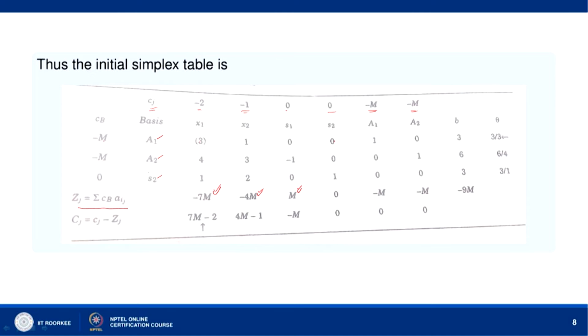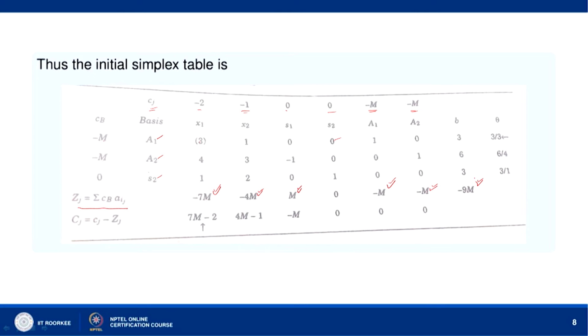Similarly, for column s2: minus M into 0 is 0, minus M into 0 is 0, 0 into 1 is 0. So, the total sum is 0. Then minus M into 1 is minus M, minus M into 0 is 0, 0 into 0 is 0. So, the sum is minus M. Then minus M into 0, minus M into 1, 0 into 0, so the sum is minus M. And when you multiply with the B column we get minus 3M, minus 6M and then 0. So, the total is minus 9M.